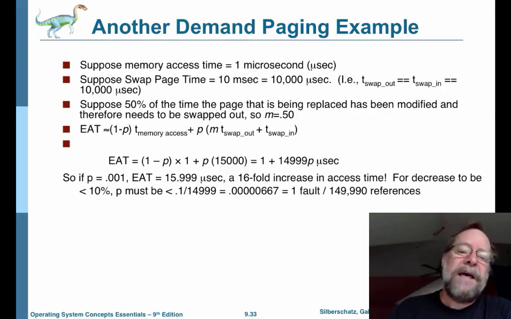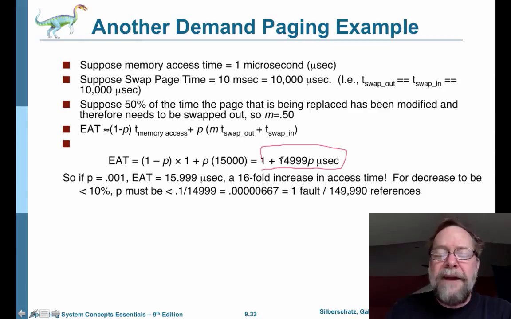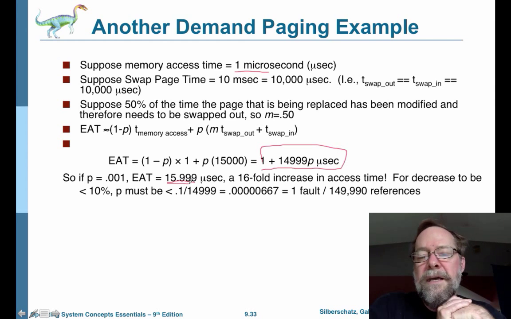If you go ahead and plug the values into our equation, then you can see that our effective access time becomes 1 plus this 14,909 times P, whatever our page fault rate is, microseconds. So if our page fault rate is 1 in 1,000, then our effective access time becomes almost 16 microseconds. So we've gone from, if we had no paging at all, 1 microsecond to 16 microseconds, so a 16-fold increase in our access time.